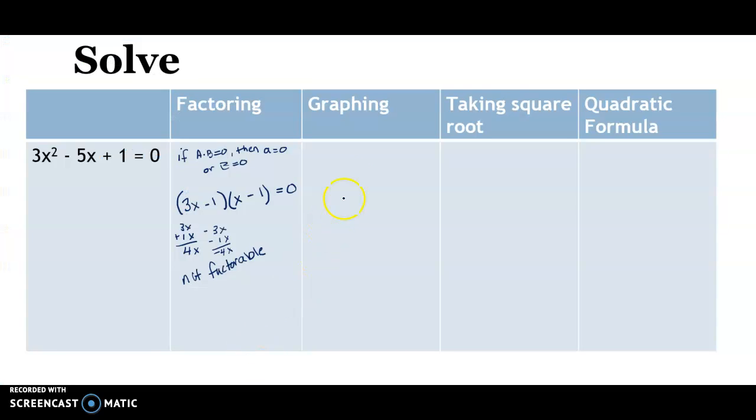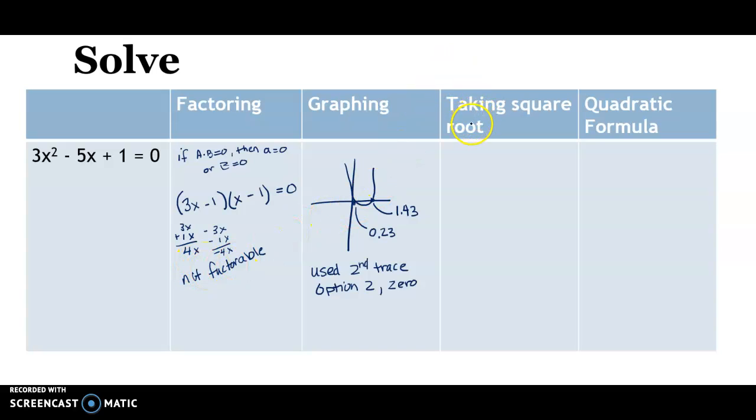So going back to our slide, when I graphed, it looked like this. And these points here and here are the zeros. And so I used second and trace option 2, which is the 0. And so this one occurs at 0.23, and this one occurs at 1.43. And when I look at those decimals, I'm like, yeah, I don't think I would have ever factored that, so good choice to move on.